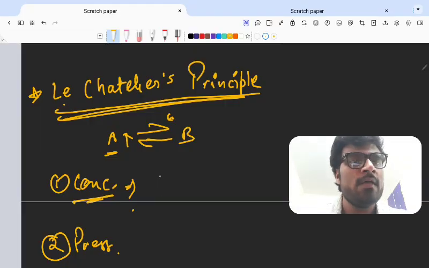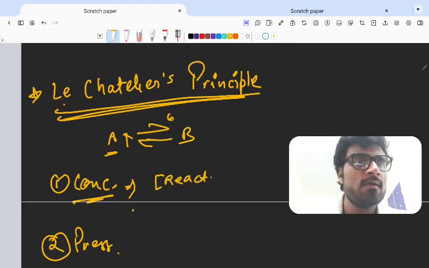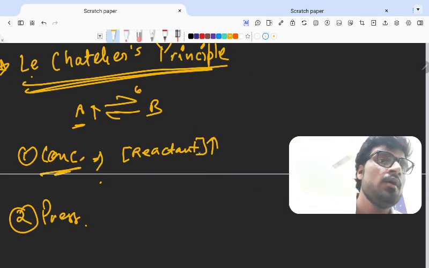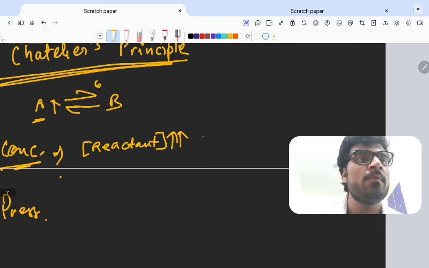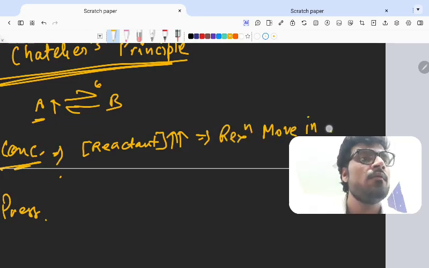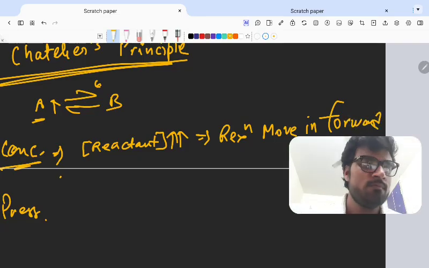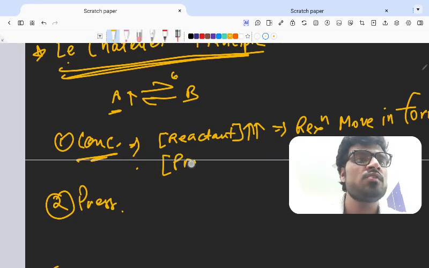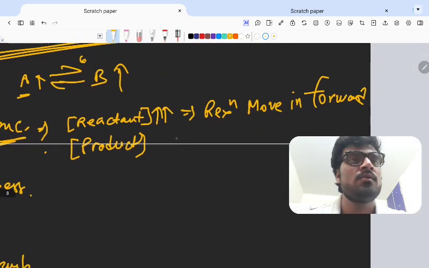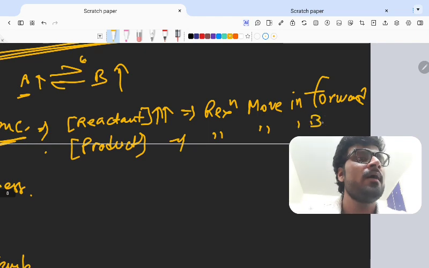Okay. It means if I increase the concentration of reactant, which is represented in square brackets, then what will happen? The reaction will move in forward direction. And forward means K value is positive or more, basically. Similarly, what will happen if I increase the concentration of products? If I increase the concentration of product, then the reaction will move in backward direction.